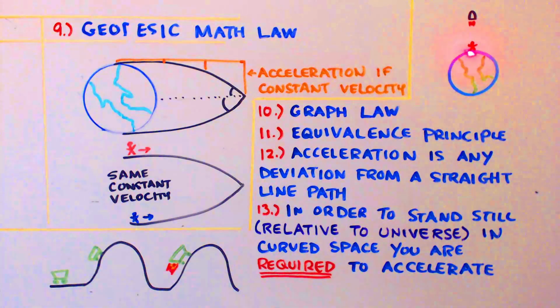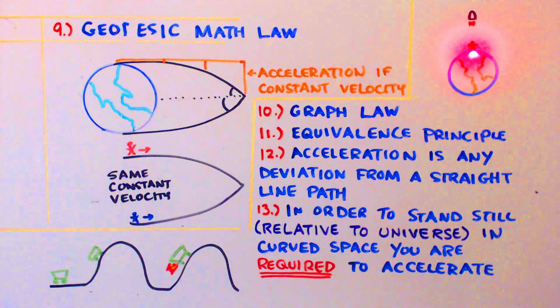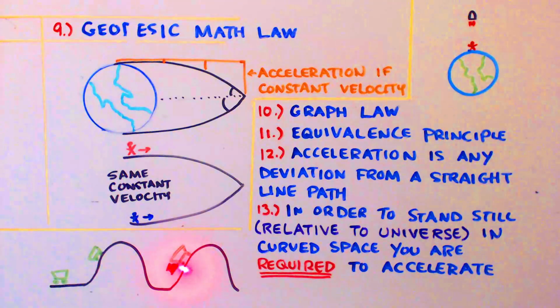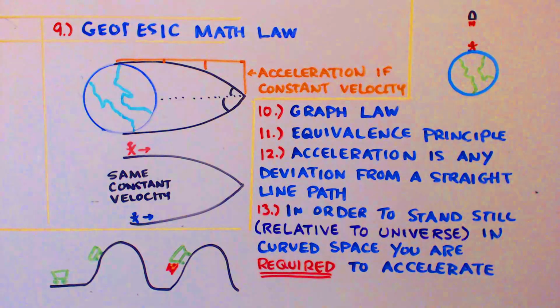So relative to space-time, this man is accelerating. He is required to be accelerating. Otherwise, how can he be standing still relative to the rest of the universe and the rest of the planet? Same over here. How does he stand still? He puts his rocket on. How does he stand still? He puts a ground here, and the ground prevents him.